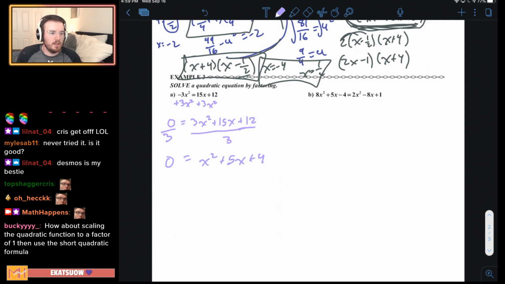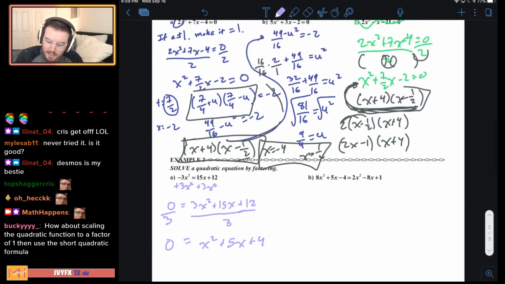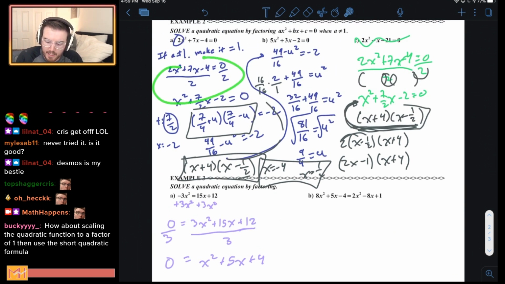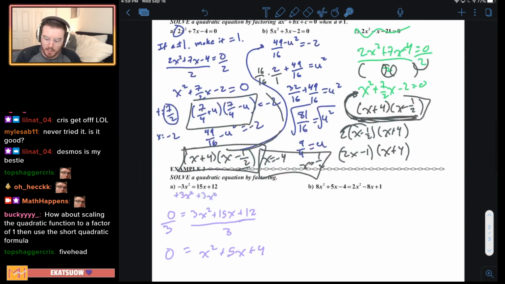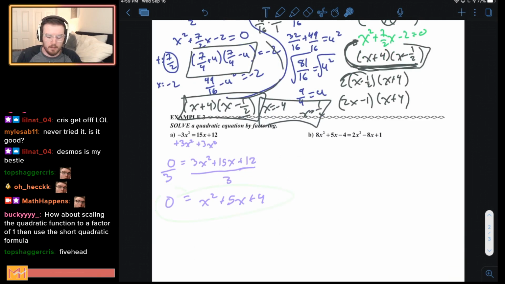So that's what Bucky's on to. How about scaling the quadratic function to a factor of 1? I think that's what you were getting at there, right? And that's how I started this problem right here. I divided everything by 2. But it didn't come out clean. I got a fraction. Here it came out clean to x squared plus 5x plus 4.